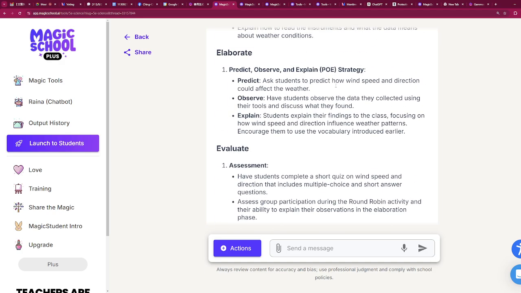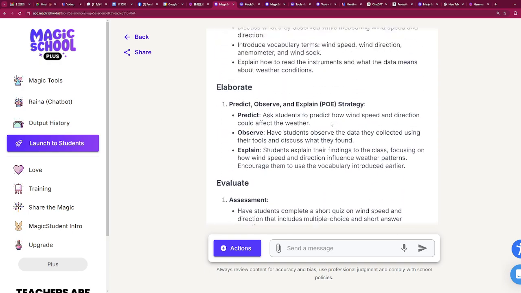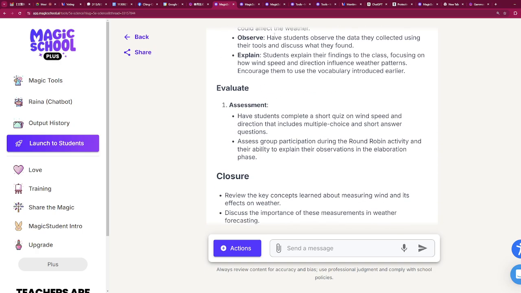So you could see that these elements are included in the lesson plan. So please remember to include the strategies that you would like to use. Otherwise, the lesson plan would not have incorporated the strategies, the instructional pedagogies that you would like to use in your class. Always have the strategies or pedagogy in mind when you want to generate a lesson plan like this.